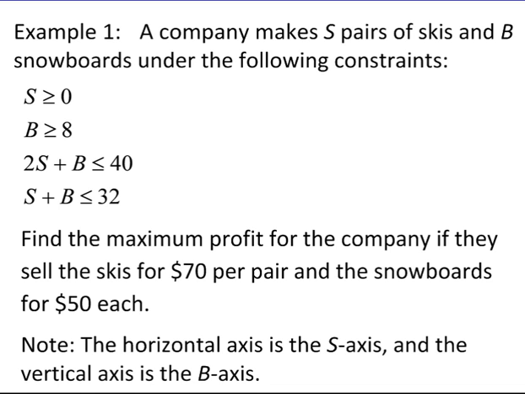This is section 3.4, part 2. We left off with example 1. So a company makes S pairs of skis and B snowboards under the following constraints.